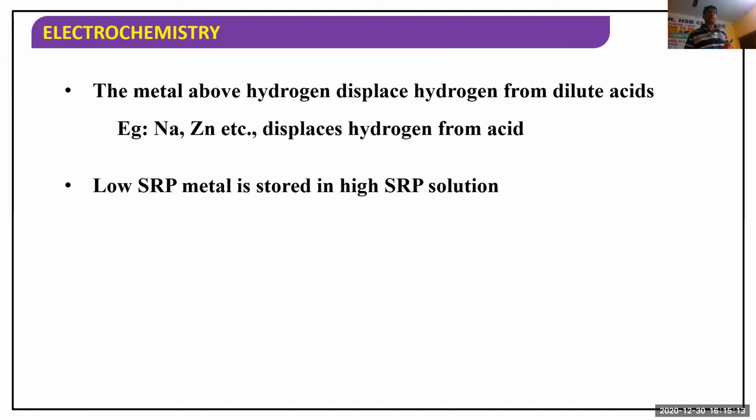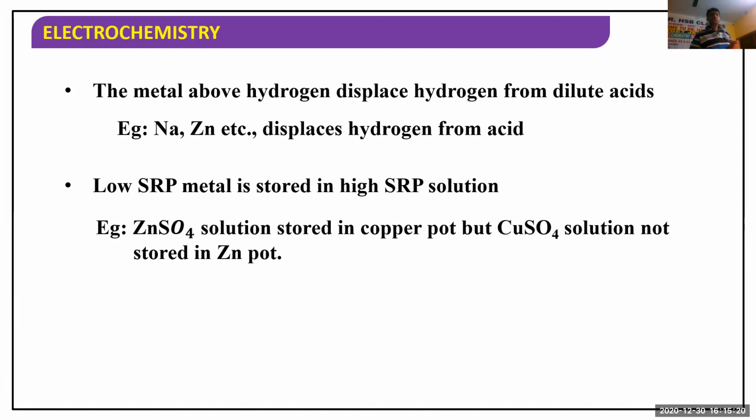So a low reduction potential metal can be stored in a high reduction potential solution. So we can say zinc sulfate solution can be stored in a copper pot, but copper sulfate solution cannot be stored in a zinc pot.